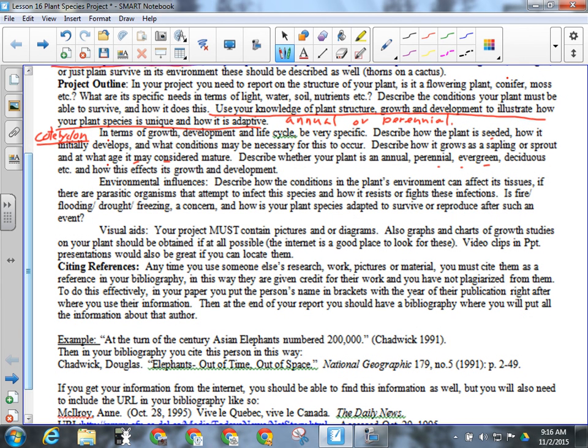Visual aids. I want to see pictures of your plant. If you only have one picture of the plant in your whole paper, I'll get bored. And you don't want me to get bored. I want to be entertained when I read your paper, so lots of pictures, please.